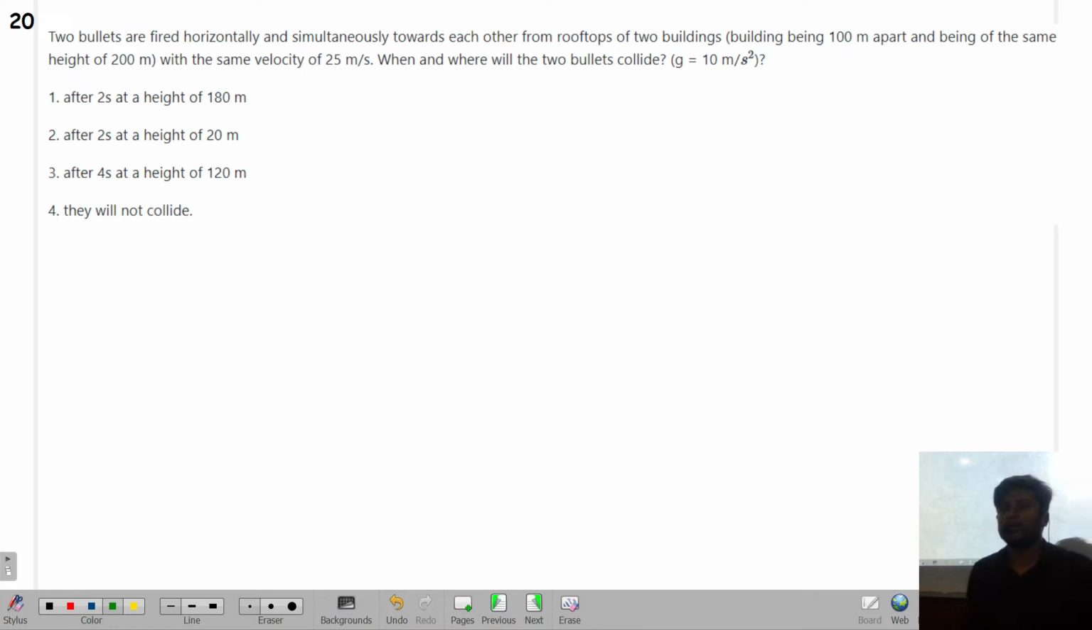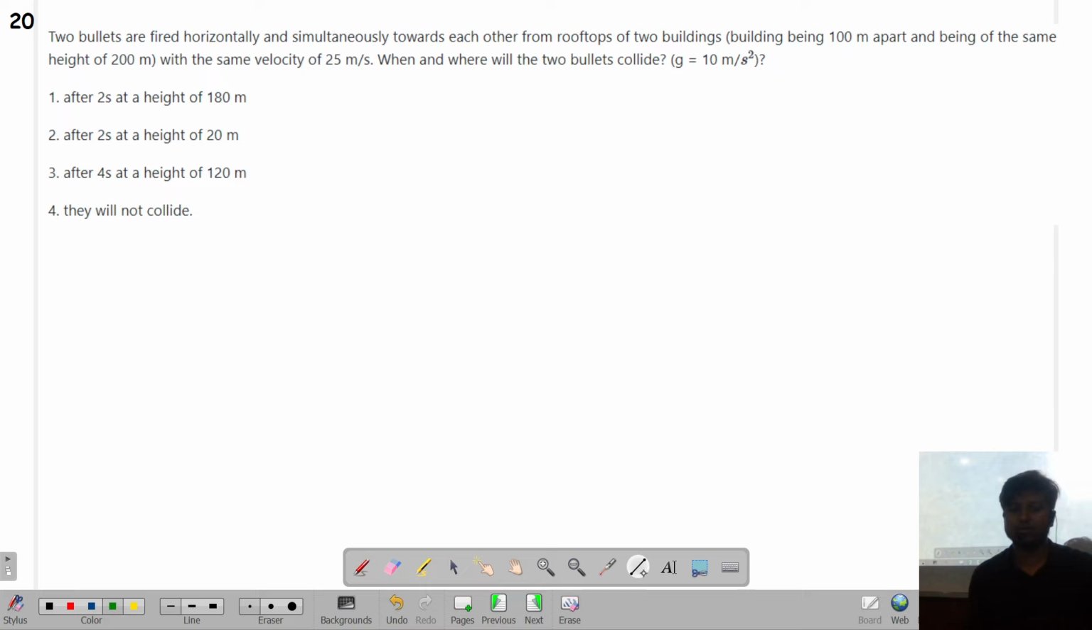Okay. Now, please look at this question. Two bullets are fired horizontally and simultaneously towards each other from the rooftops of two buildings, the buildings being 100 meter apart and being at the same height of 200 meter, with the same velocity of 25 meter per second. When and where will these two bullets collide? Sit silently. Start this problem by yourself.